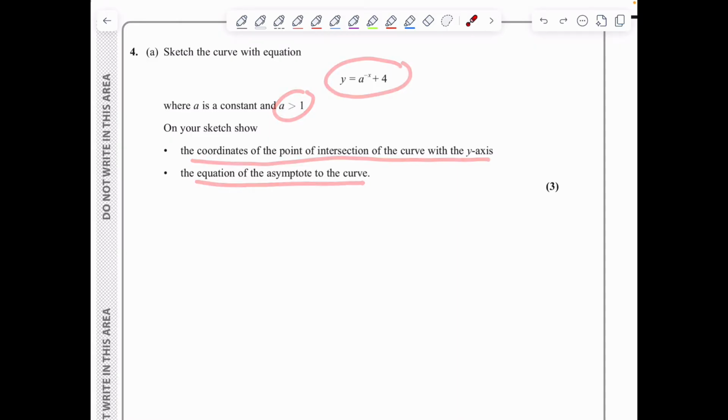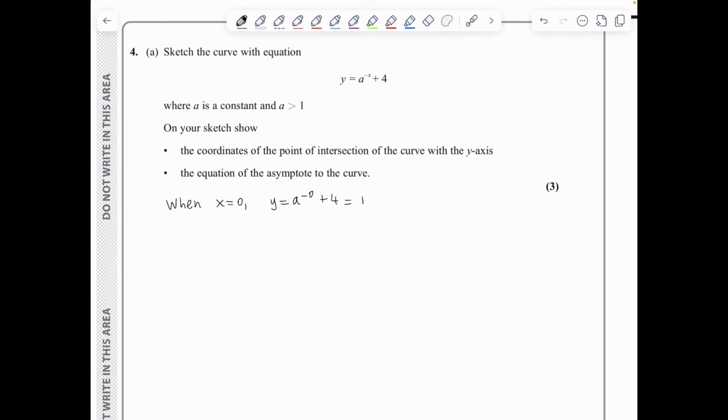Well, we know that we're dealing with an exponential curve because x appears as an exponent, and we will start by considering y when x is 0 to find the cut on the y-axis. So when x is 0, y is a to the minus 0 plus 4, which is 1 plus 4, which gives me 5. So I've got the cut on the y-axis.